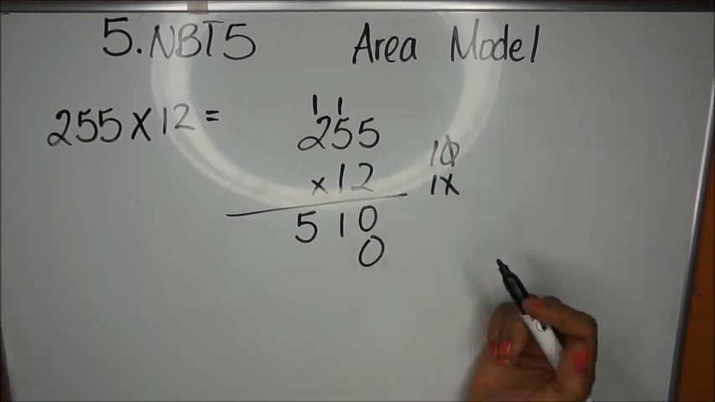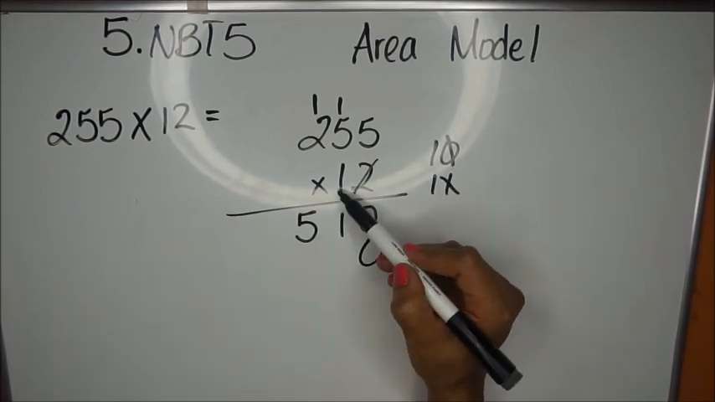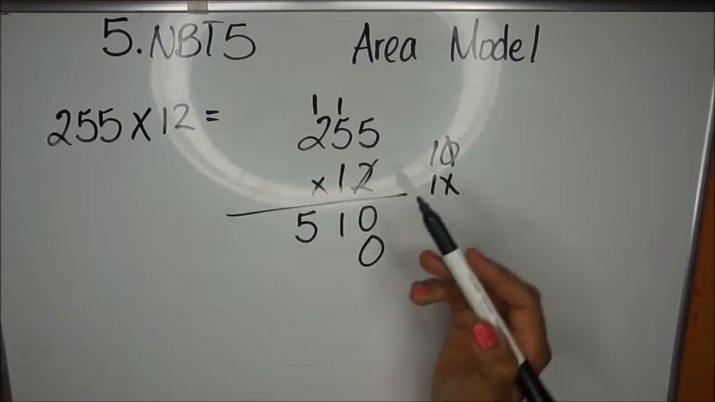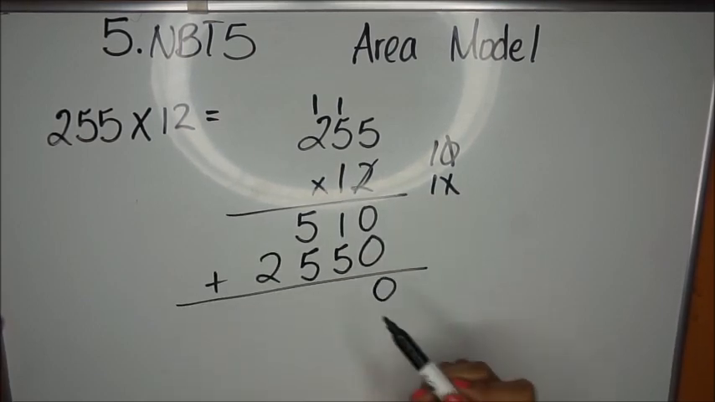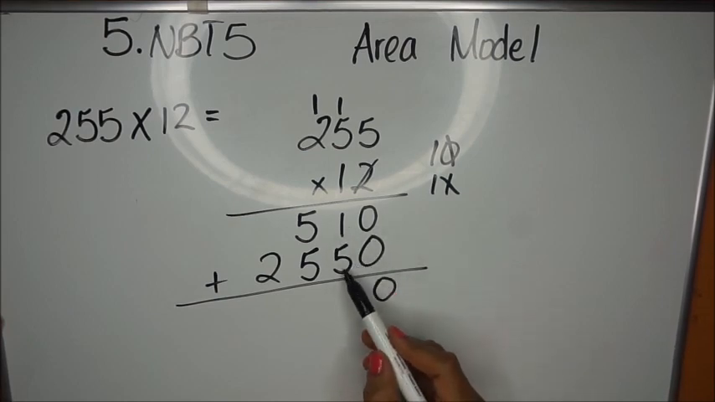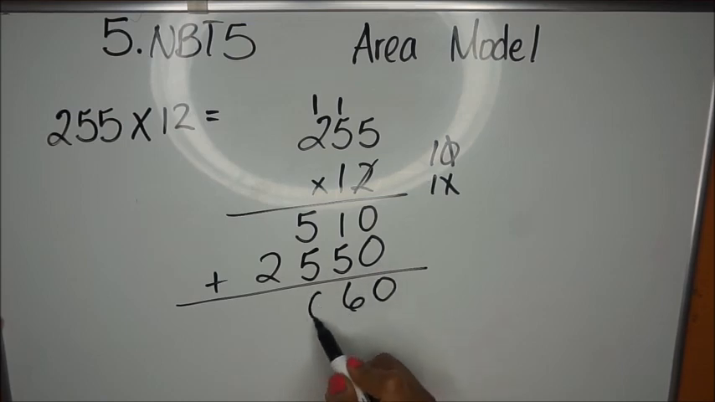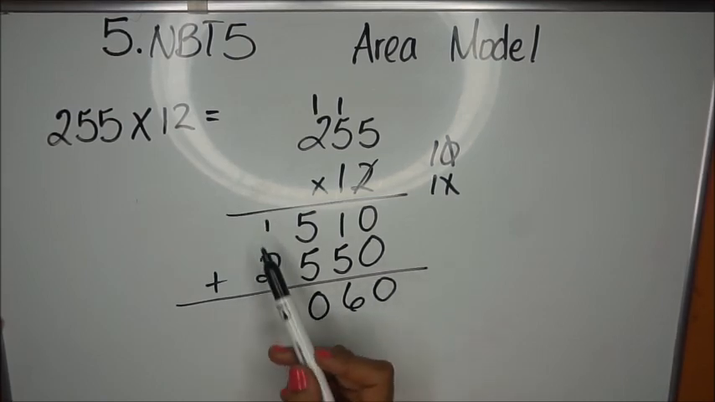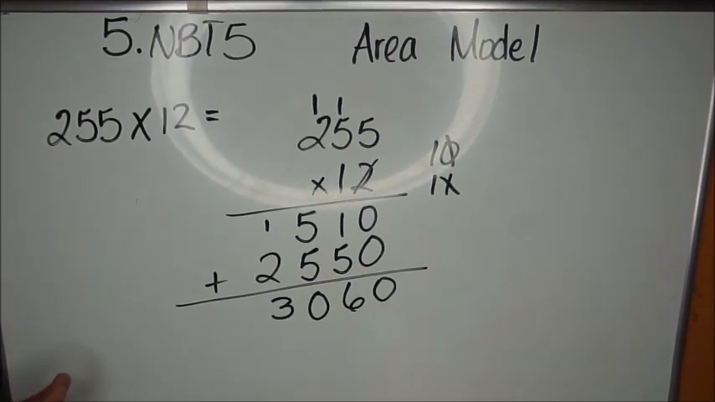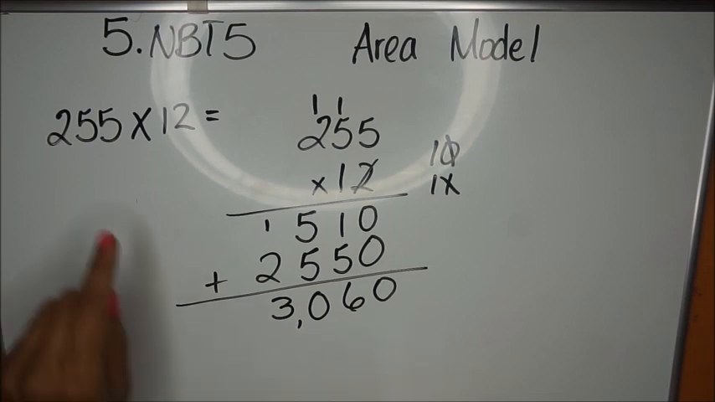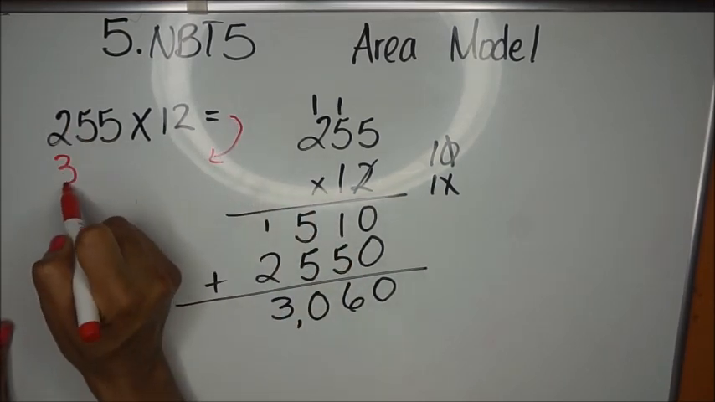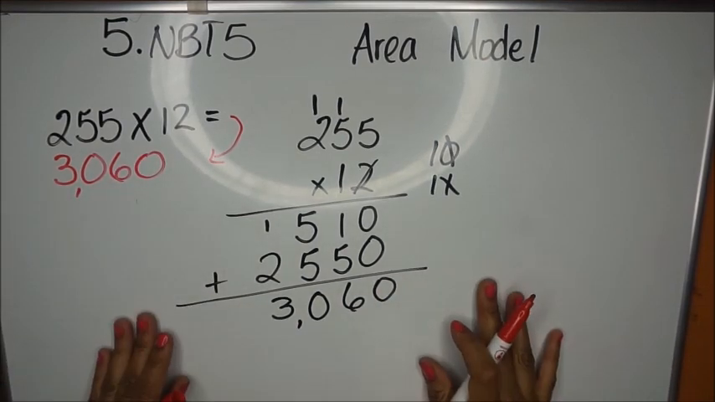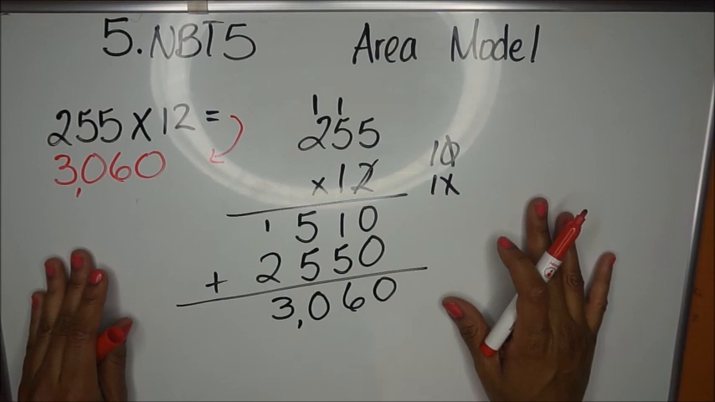Okay, and then what I'm going to do is I'm going to put a placeholder, and then now I'm going to multiply my 1 from the 12, my 1 in the tens place, times my number at the top. So 1 times 5 is 5, 1 times 5 is 5, 1 times 2 is 2, and then I'm going to add all those numbers together. 0 plus 0 is 0, 1 plus 5 is 6, 5 plus 5 is 10. I'm going to put a 0 and I'm going to carry my 1. So 2 plus 1 is 3. So my answer is going to be 3060. So I'm going to actually write 3060. So this is how we would do it using the actual standard, old-fashioned, I would say, standard algorithm.